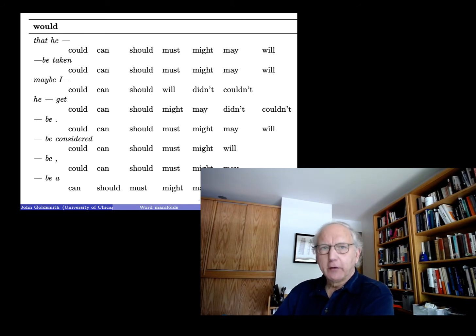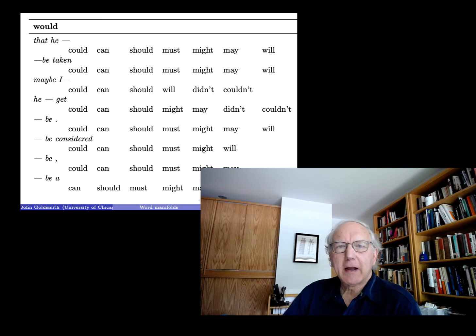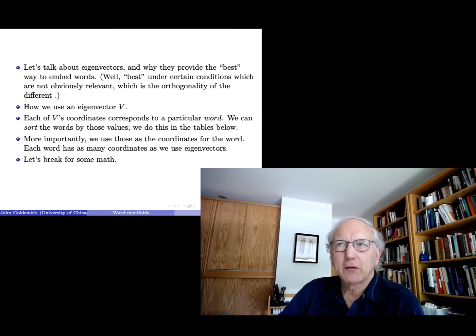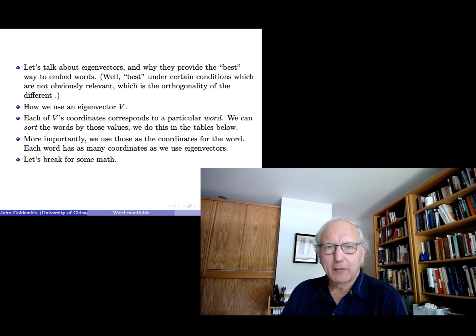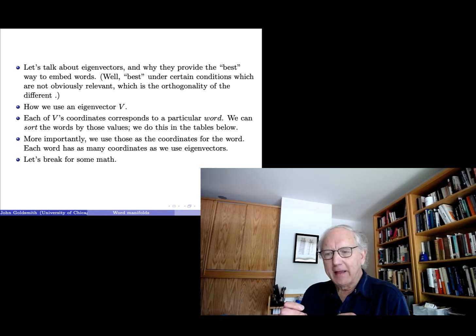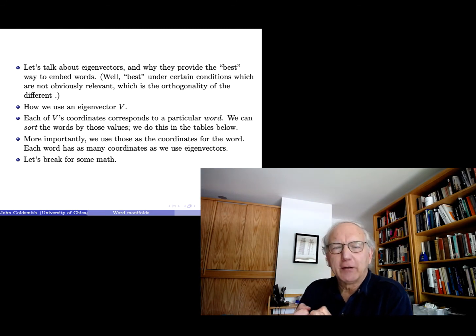And we're going to turn to the math of it. So we're going to talk about eigenvectors and why they provide the best way, in a certain sense, to embed words. The reason for that is that, provably, it's a mathematical truth that these eigenvectors provide the way of mapping all the words that maximizes this sort of goodness of fit criterion that we talked about.